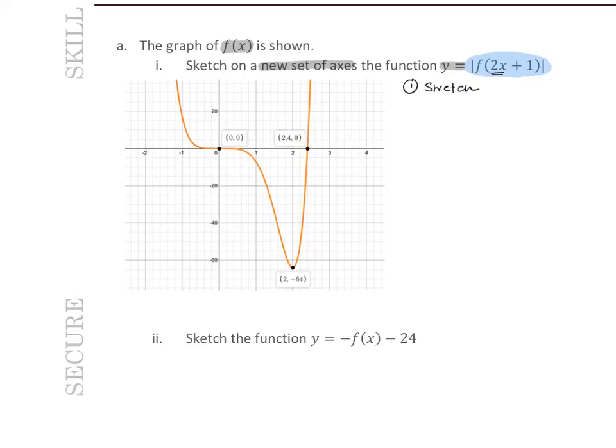It's inside the bracket, so it's in the x direction, and it's actually scale factor half. Then number two, we have a translation. That's still inside the bracket, so it's x, which means it's minus 1, so it's that way. And then finally we have the modulus.